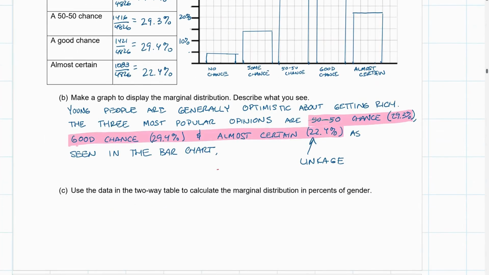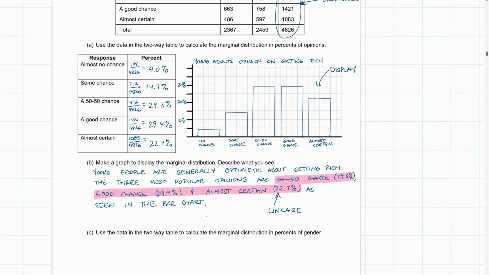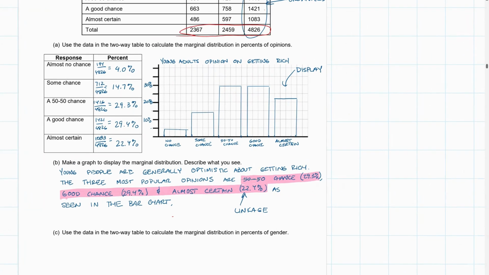All right. Let's take a look at part C. It says use the two-way table to calculate the marginal distribution in percents of gender. So now we're changing which portion of the two-way table we're looking at. That's the margin that has the information about gender.